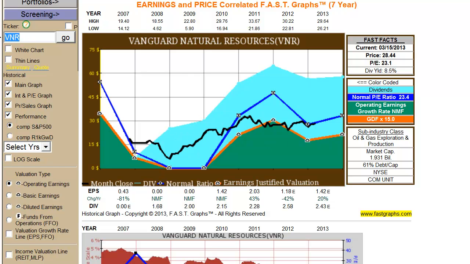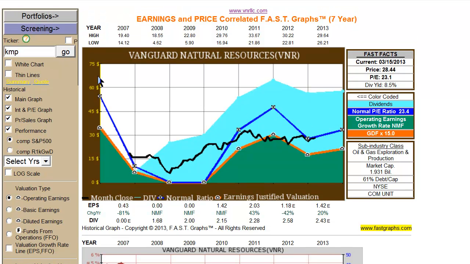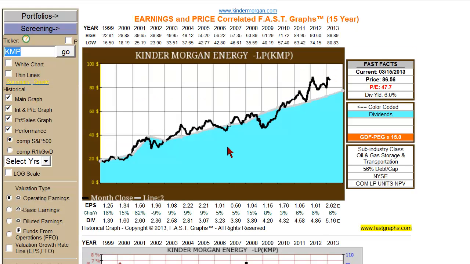But before I do that, I'm going to switch to a different MLP here that has a very straightforward graph, because rather than try to explain how this works by looking at an exception, and you'll see in a moment that VNR is an exception, let's look at what I would call a quintessential example of the price and dividends relationship for an MLP.